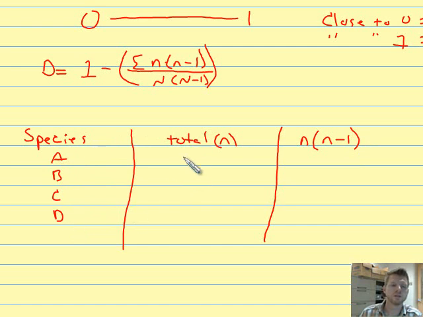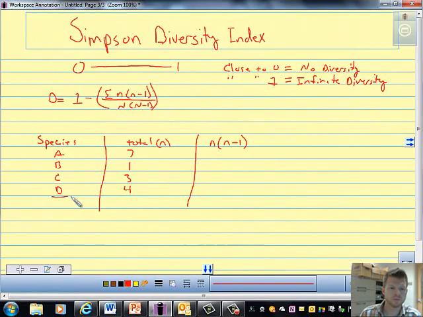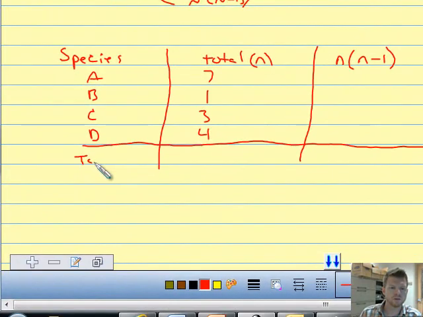Okay, let's say I collected data. I found 4 species. I found 7 of species A, 1 of species B, 3 of species C, 4 of species D. So on the bottom, we're going to add some things up. These will be our totals. Now total individuals, all added together, this will be our total sample that we collected. So I add these together, and I will get 15.